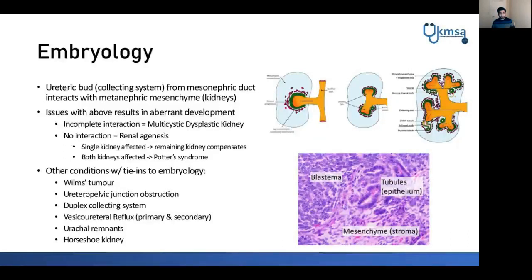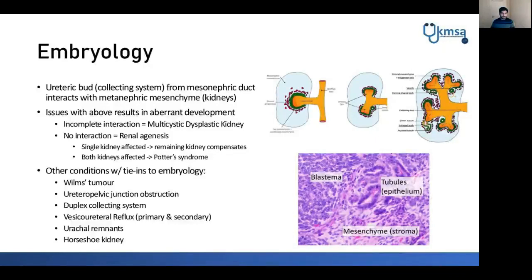If there's an incomplete interaction, you can get kidneys that aren't formed very well, so multicystic dysplastic kidneys. And if there's no interaction for whatever reason, you can get complete agenesis of the kidney. If a single kidney is affected, then the other kidney hypertrophies and compensates. If both kidneys are gone, then you can get something called Potter's sequence, which I'm sure you guys are aware of. In utero, the amniotic fluid is produced by the fetus's kidneys. So if there are no kidneys, there's no amniotic fluid, and there's nothing to protect the baby in the womb. So you get limb deformities, flat face, and lung hypoplasia as well.